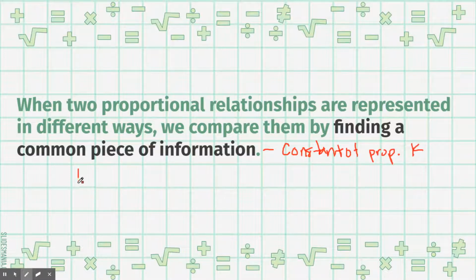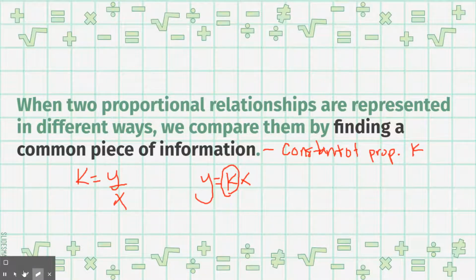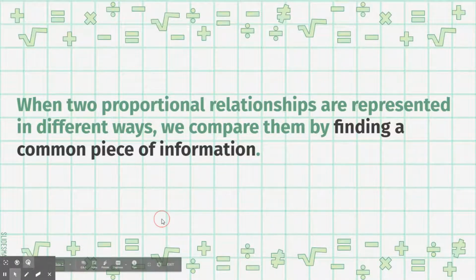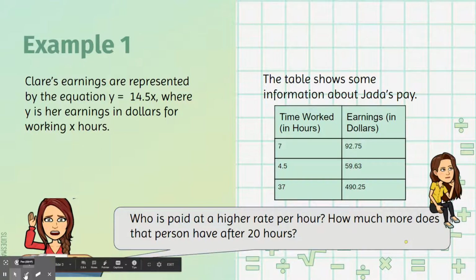And remember that the formula for K is K equals Y divided by X. And if you see K or constant of proportionality in an equation, it's Y equals KX, where our rate of change or our constant of proportionality is K. So let's continue forward and practice a problem here.